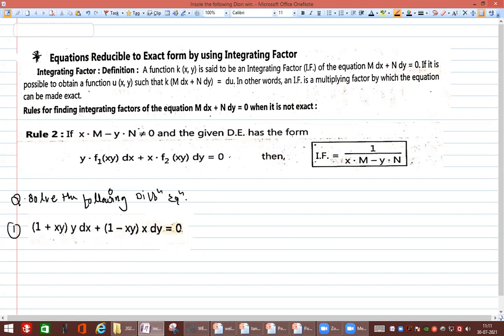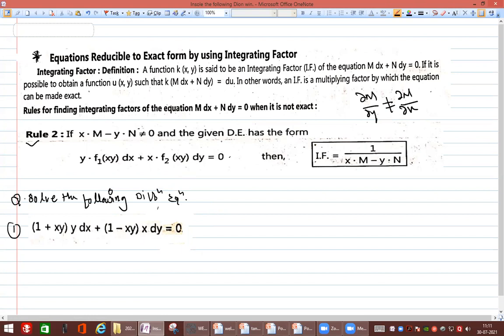When you find the integrating factor, if the given differential equation is non-exact, non-exact means ∂M/∂y is not equal to ∂N/∂x for the equation M dx plus N dy, then we say that it is non-exact. So how do we reduce it using an integrating factor? To find it there are some rules. As per the last video, I said there are five rules. So I move towards the second rule.